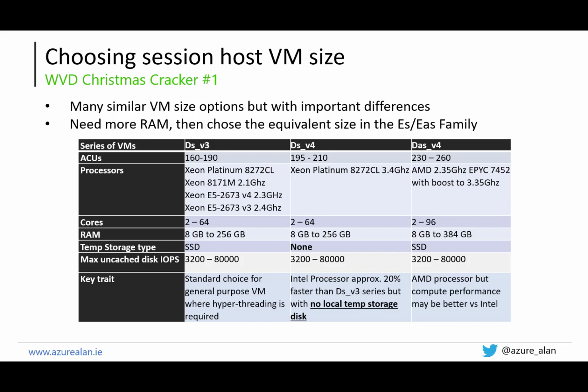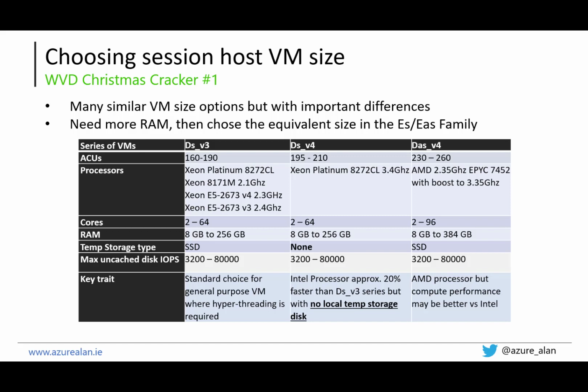So I've put that in the first column there, but just alongside it I've put in a few additional options that you may want to consider. The DSV4 has become available more recently, and this is a newer Intel chipset which is supposedly 20% faster than the DSV3 equivalent. It also costs the same price, so that might be something worth considering. The downside to this, however, is that it doesn't have a temporary storage disk on the host, so you won't get that local SSD temp drive, and that's where the page file normally goes.